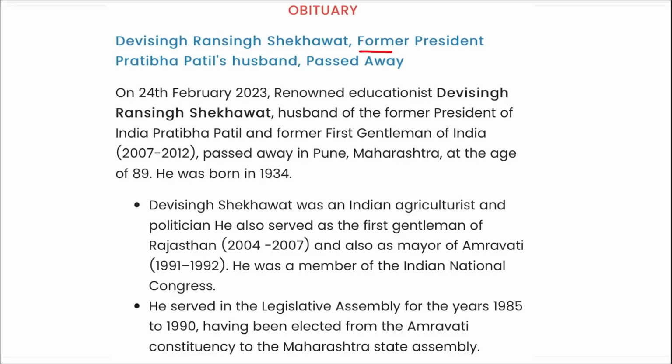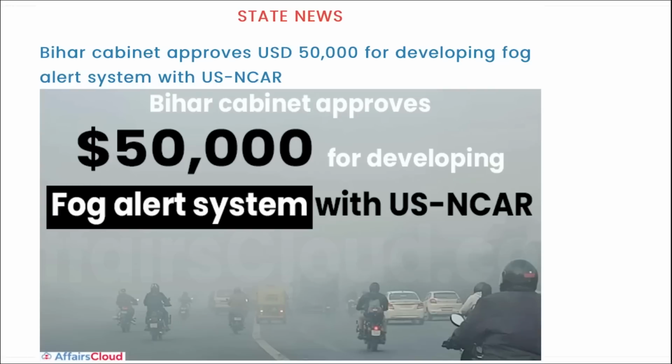Next, remember, former President Pratibha Patil's husband, Devisingh Ransingh Shekhawat, has recently passed away in Pune, Maharashtra at the age of 89. He was born in 1934.